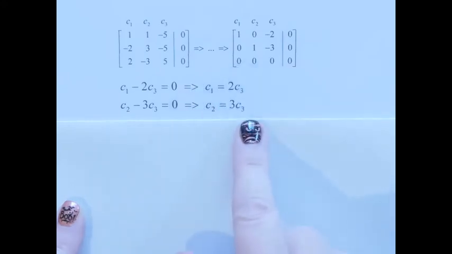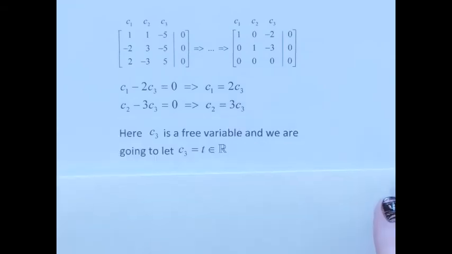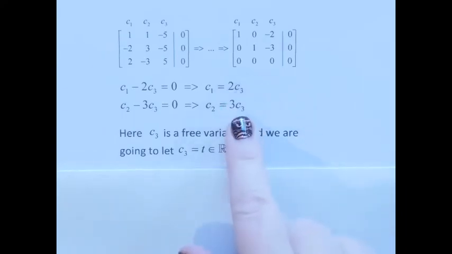We now have our setup getting ready for parametric form. Here, C sub 3 is our free variable, and we're going to let C sub 3 equal t, which belongs to the set of real numbers. Free variable, again, is anything on the right-hand side. Hence, C sub 3 is now going to equal t. We're now going to get a parametric representation.